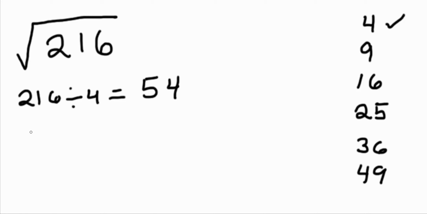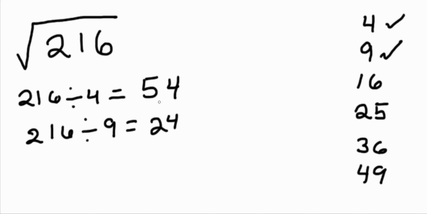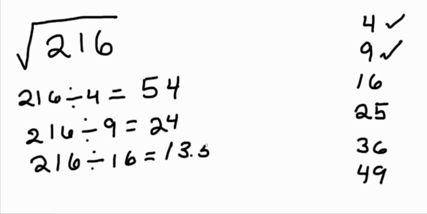Let's see if a bigger one goes into it. 216 divided by 9. Let's check that out. That becomes 24. All right, so see, we're getting smaller. Our goal is to have this be as small as possible and still be a whole number. Let's look at 16. 216 divided by 16. Let me get my calculator quickly. I can't do that one in my head. That's 13.5, so that's not going to work. So we'll put a little X there.